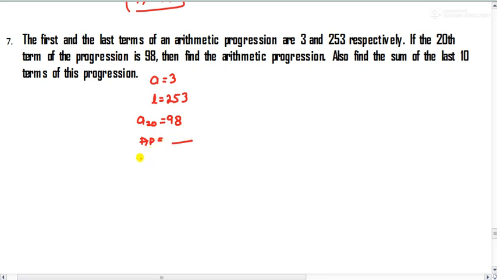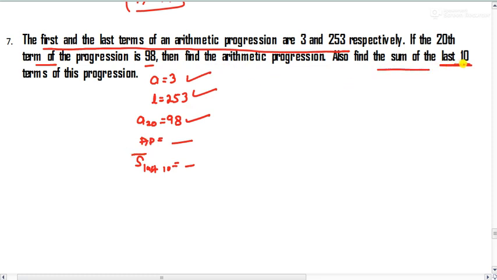Okay, first AP. Then we need to find S10 from the last. See, the sum of the last 10 terms, not the first 10 terms. Last 10. Let me write here. This is a little tricky question. Okay, so let's see whether the given data is correct or not. They have told the first and last term of the AP is 3 and 253. Yeah, this is correct. If the 20th term of the AP is 98, okay, even that is fine. Find the AP. Also find the sum of the last 10 terms of this AP. Last 10 terms, okay. So last means AN itself here. As per this, the last is AN. L or AN both are the same. Got it? So how are you going to approach this?